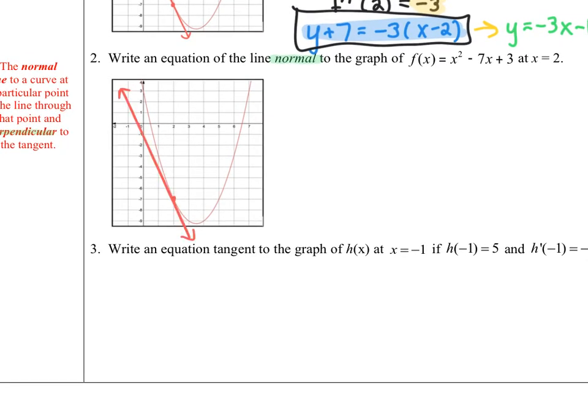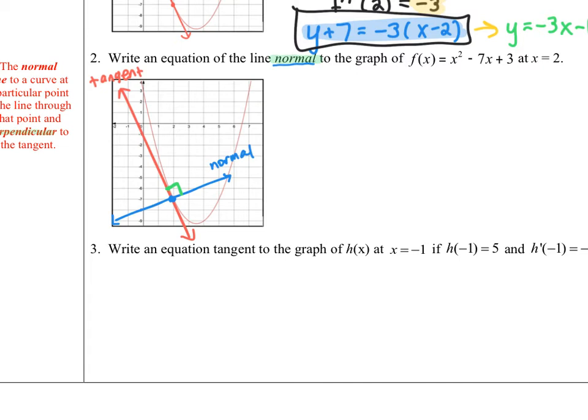But in example 2, what I'm trying to write an equation for is the line that goes perpendicular or normal to that tangent line. So I'm still going through this point 2, -7, but now I'm going to be going perpendicular to that red line. And that is what you see here in blue. This is my normal line. And it just makes a right angle, is perpendicular to my tangent line. So in example 2, I'm trying to write the equation of this blue line. I see it passes through that same point of 2, -7, but it has a different slope.